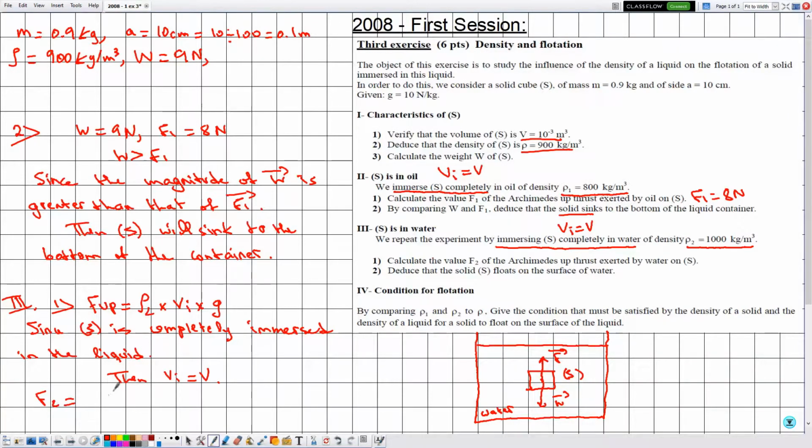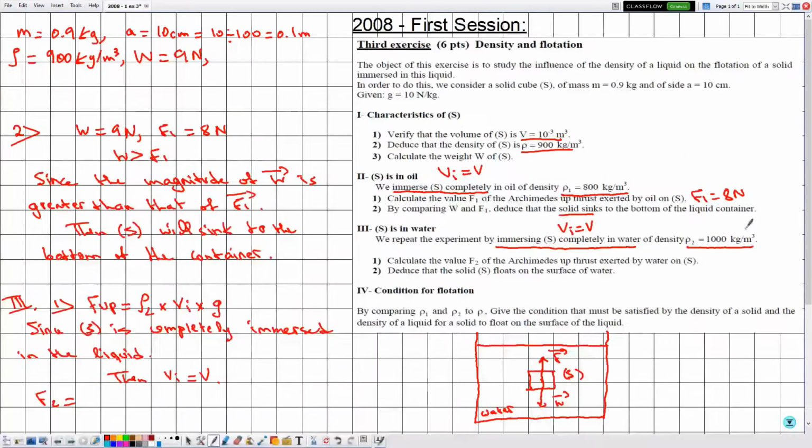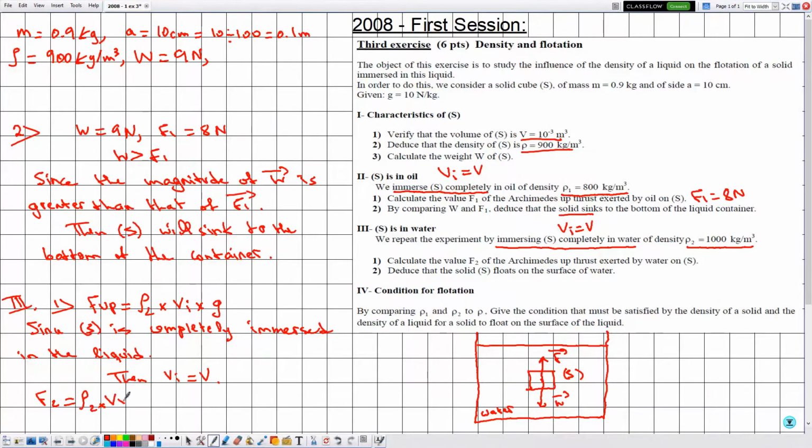to the density of the liquid. Here the liquid is represented by water of density denoted by ρ2, multiplied by the volume of the immersed part, which is the total volume V, multiplied by the value of g. Now the value of ρ2 is given by 1000. The value of V is given by 1 times 10 to the power minus 3. And the value of g is given by 10.